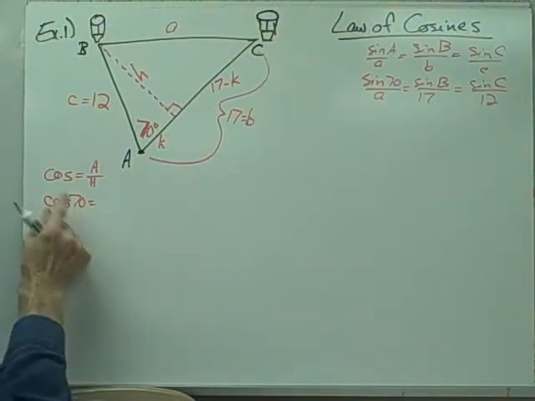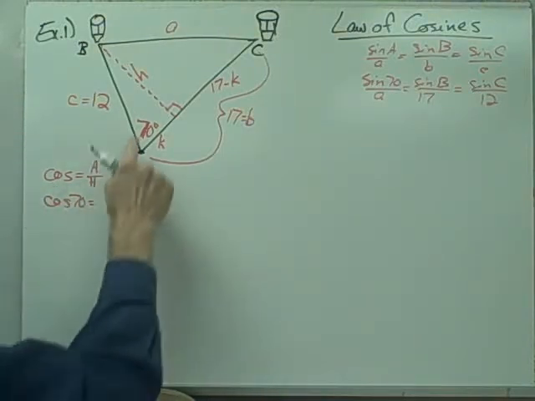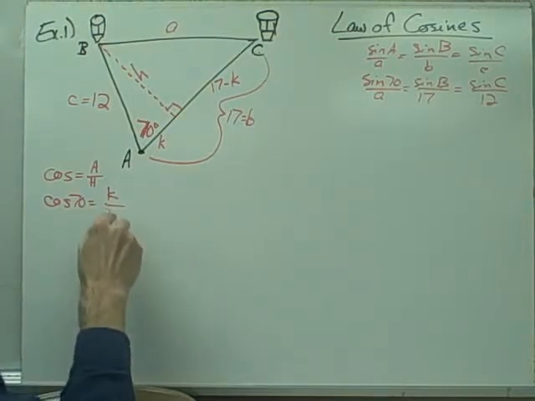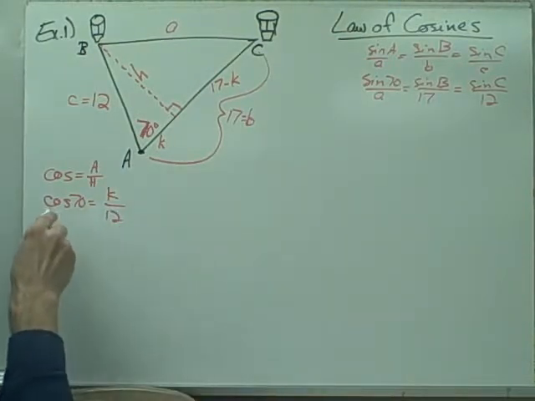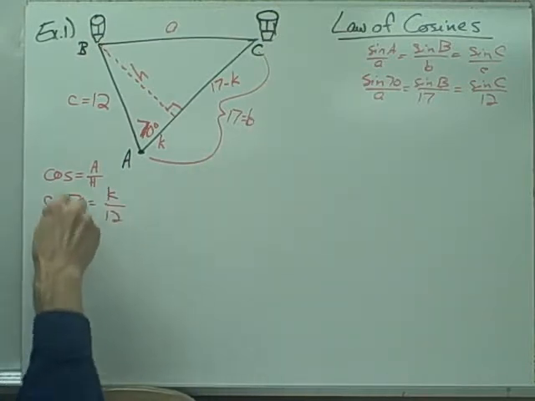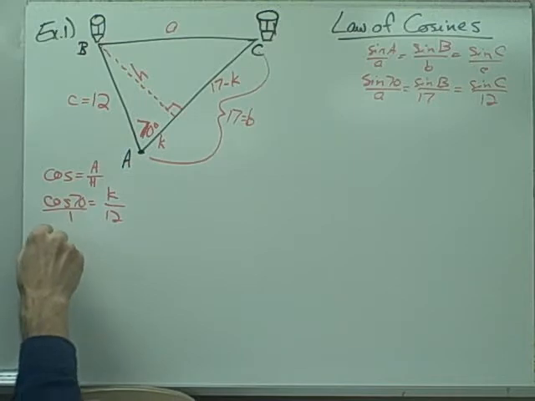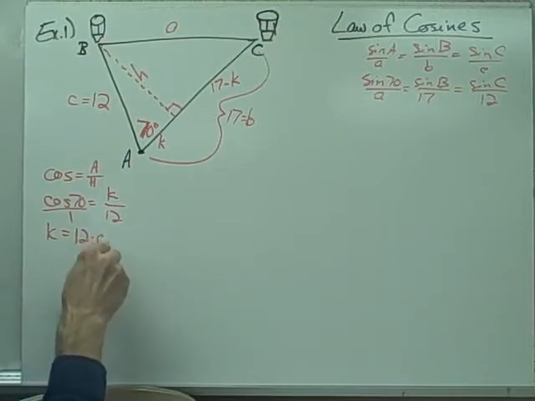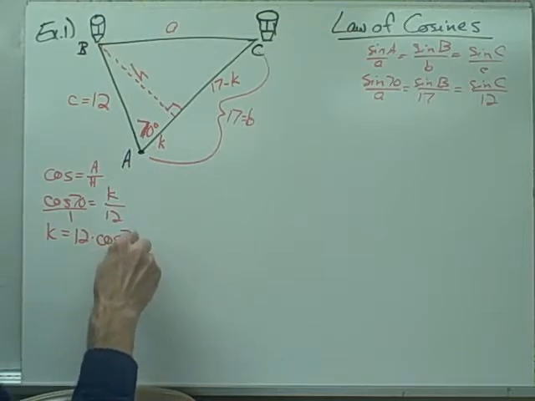Now I can say the cosine of 70 degrees is adjacent over hypotenuse, so that's going to be k over 12. And like I did before when I was deriving the law of sines, I want to set this up as a proportion and then cross multiply here. So 1 times k is k. k is equal to 12 times cosine of 70 degrees.